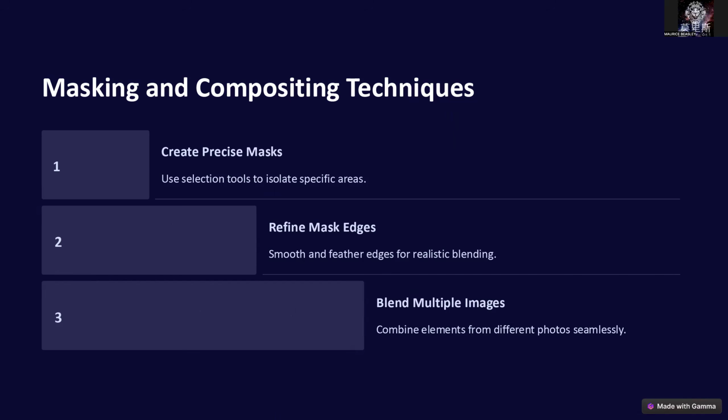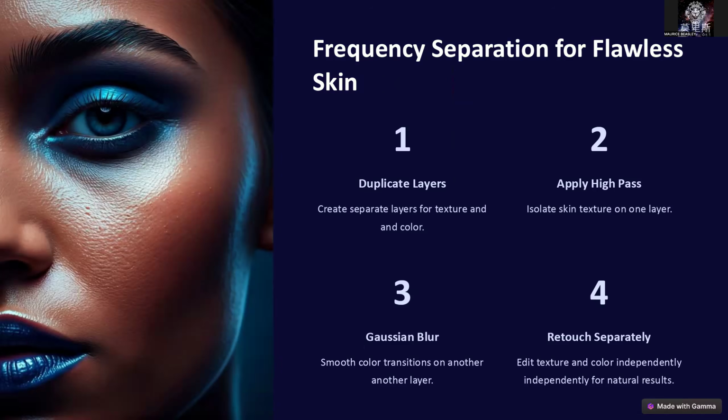Masking and compositioning techniques, just to remind me and remind you that layer masking is part of the photo enhancement. So you want to make sure that you're doing this correctly with everything. Frequency separation. This is a fun thing. It is more complicated of steps to do, but it's a way to make sure that you're separating the texture of the skin from the color of the skin.